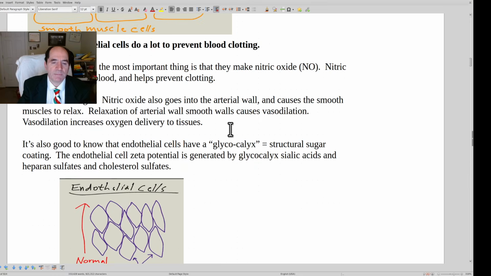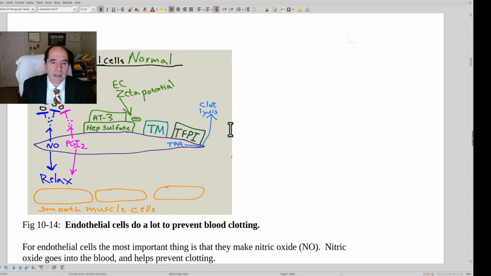Actually, I'm right about time to take a break. So we'll make this the end of chapter 10A, and then I will start talking about endothelial cells in the next section, which will be called chapter 10B. So I hope this is helpful and interesting for you.